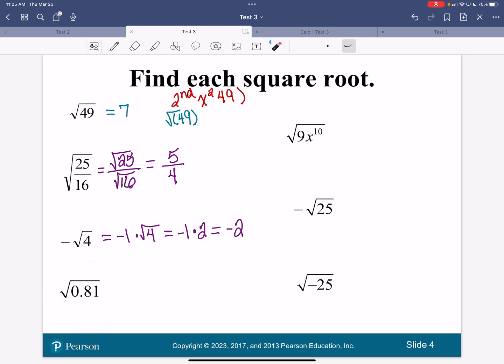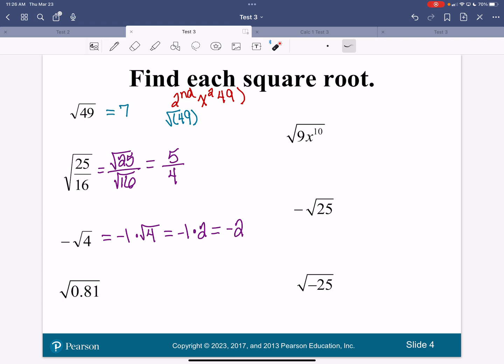Now I want you to look at this one right here. Do you see how I have given you the problem in decimal form? That means your answer can be in decimal form, but I still want it to be exact. And we know it's going to be exact because the decimal is going to terminate. That means it's going to stop. It's going to fall off.